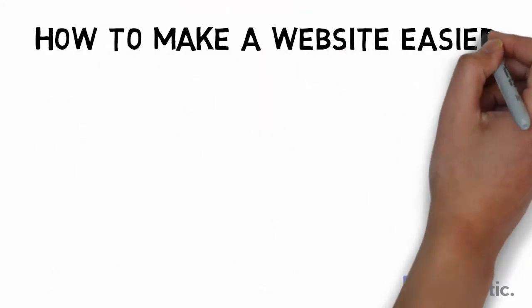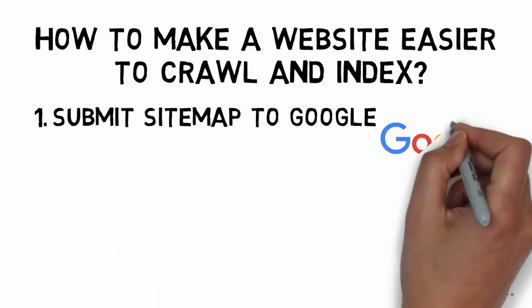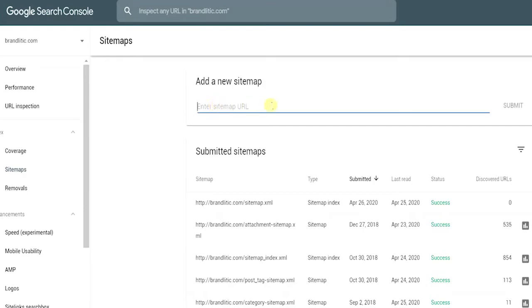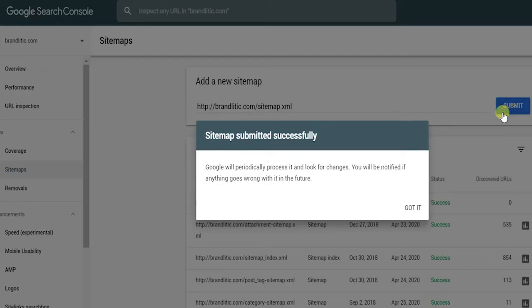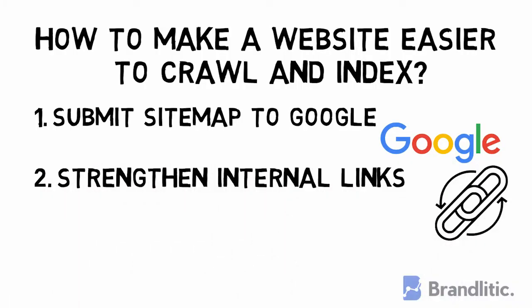So, how to make a website easier to crawl and index? Number 1, submit sitemap to Google Webmasters. And this sitemap will tell Google about your content and alert it for any updates you have made to it. Number 2, strengthen internal links. To increase chances of Google's crawler finding your content on your site, improve links between the pages to ensure that all the content is connected.